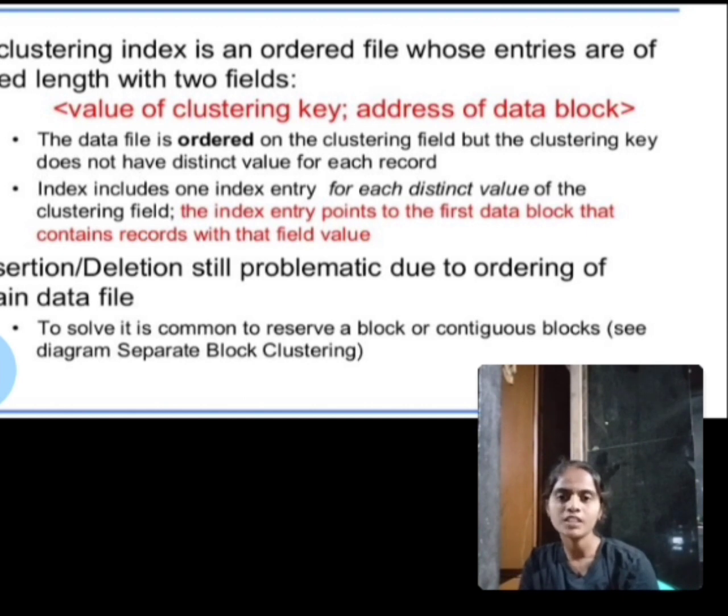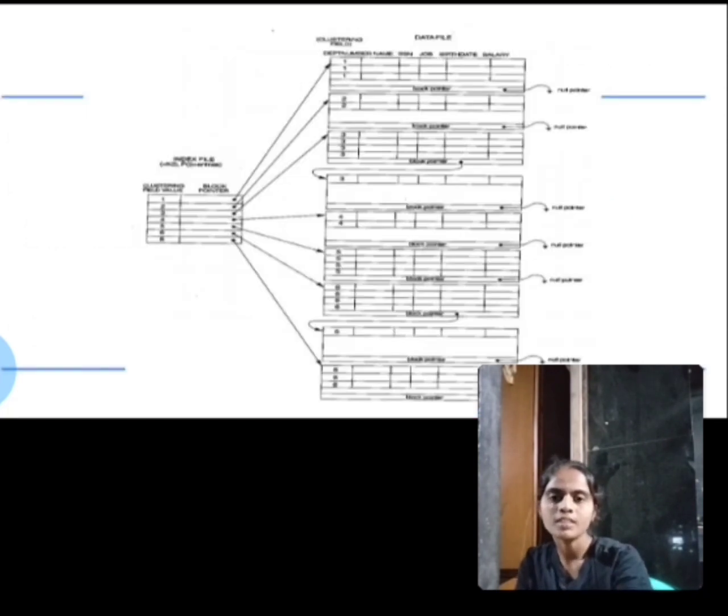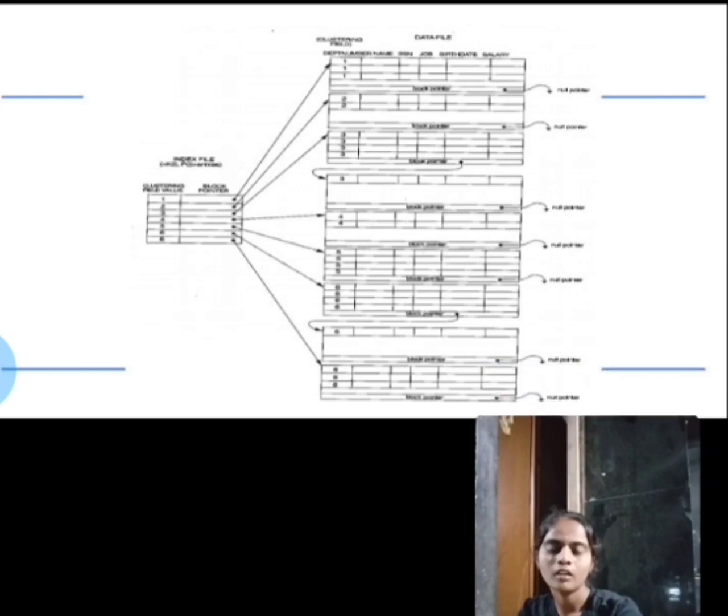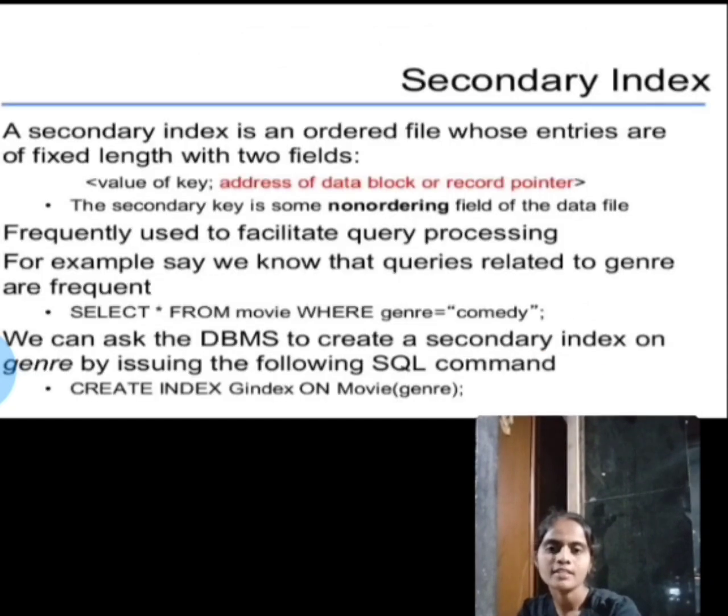Insertion or deletion is still problematic due to the ordering of the data file. To solve it, it is common to reserve a block or contiguous blocks. This block is an example for clustering index.